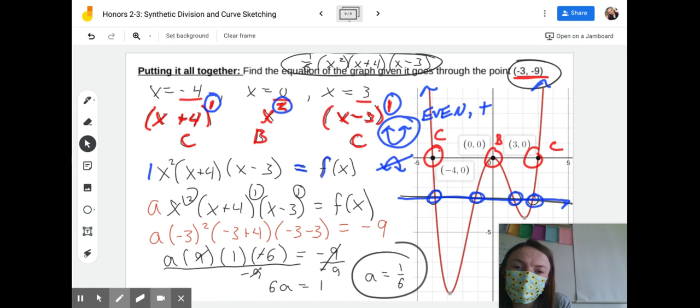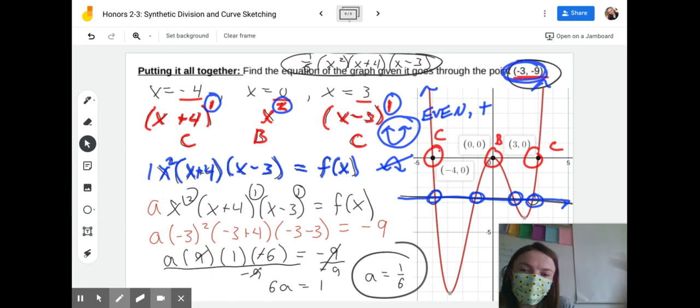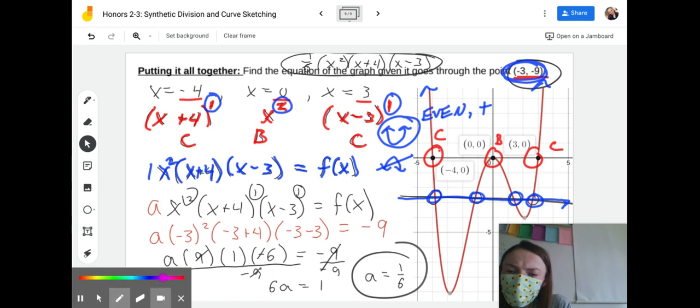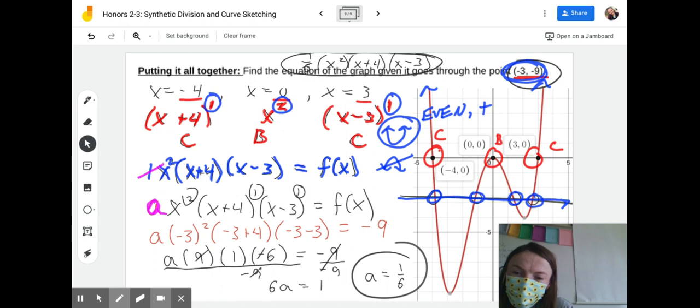Now that's pretty good. That's a good approximation, but it's not perfect. What happens if we plug a point in? So basically, I want to know, what's the equation that has all of these zeros, and it goes through the point negative 3 comma negative 9. We don't know what the a value is. I know the a value is going to be positive because it faces up, but I don't know exactly what A will be. So I assumed it to be 1 here, but we don't know that for sure. So what we want to do is try to solve for A.